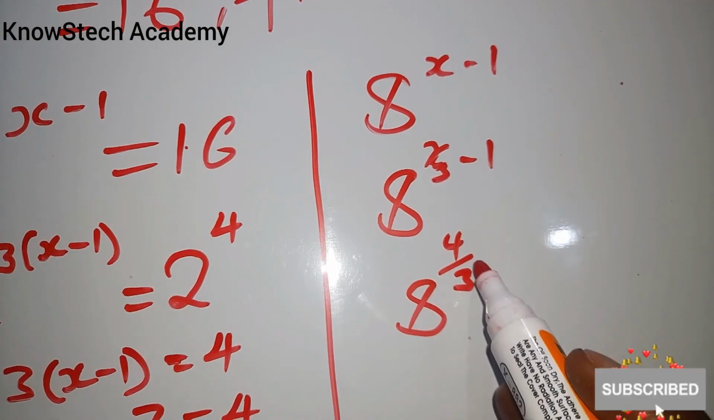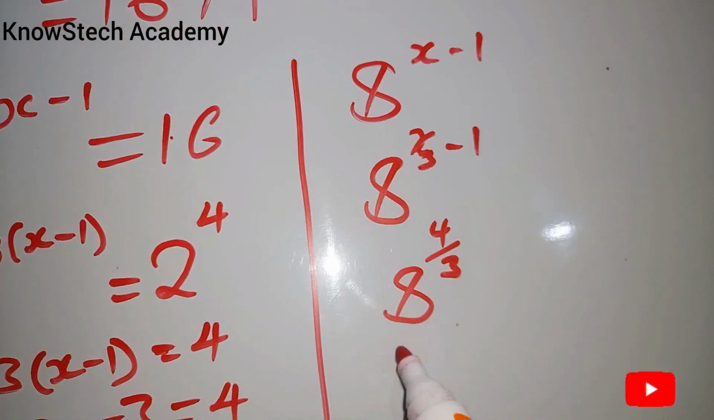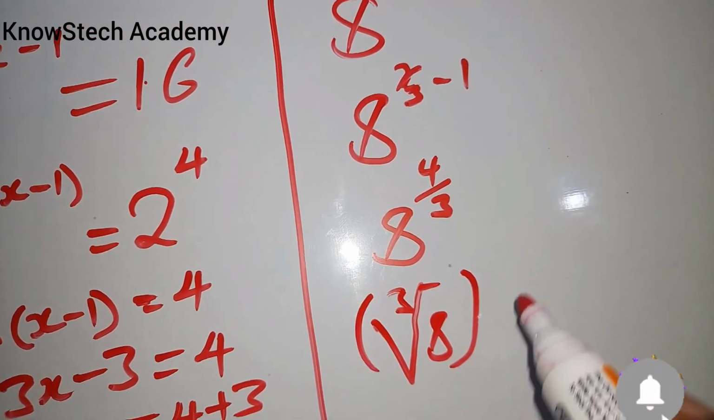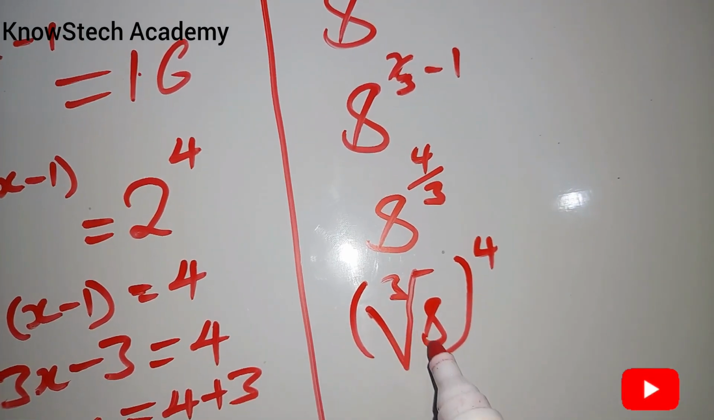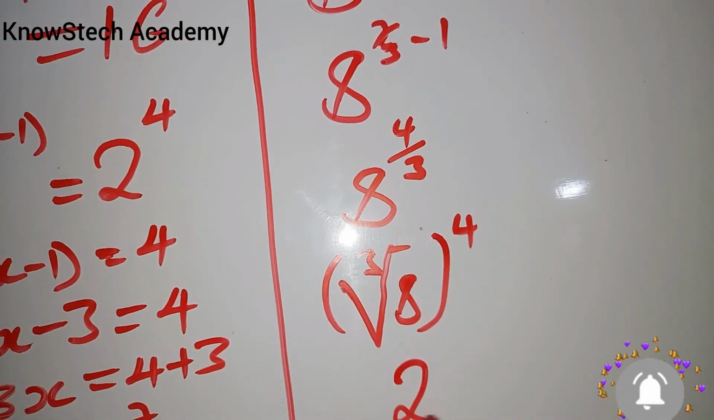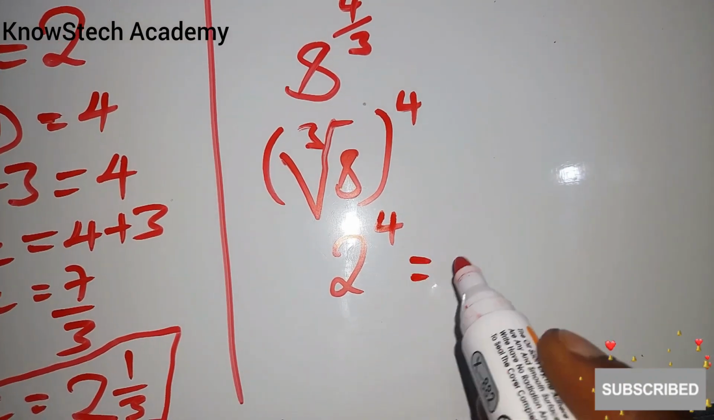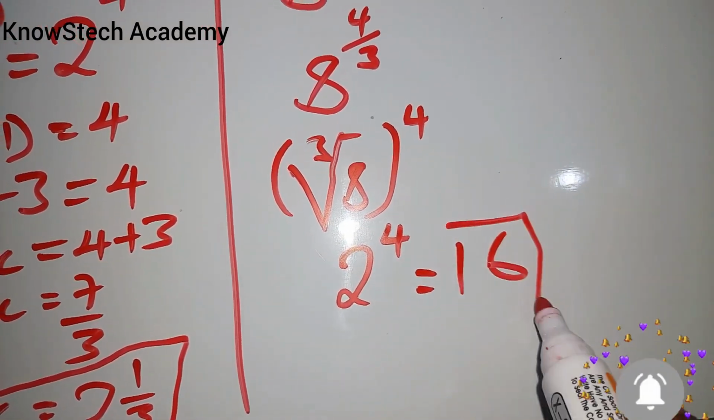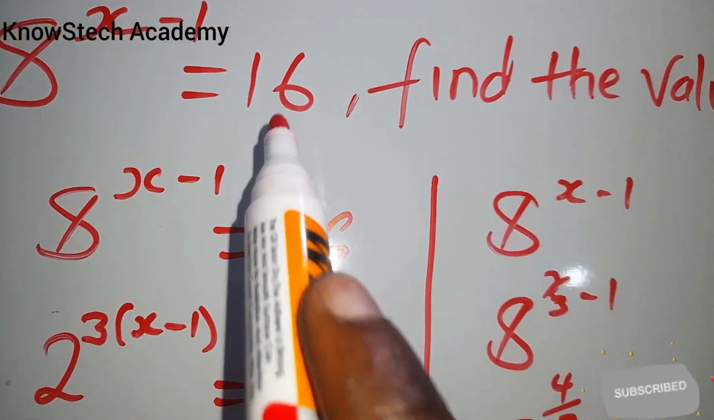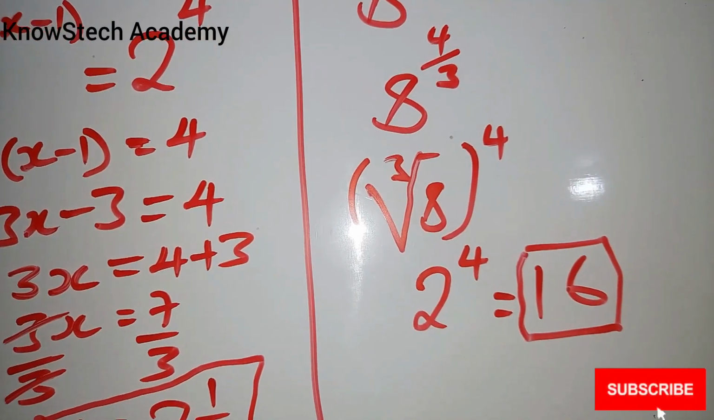So here, since this is a fractional exponent, we are going to find the cube root of 8. So it will be like this. The cube root of 8 to the power 4. A number, when you multiply itself 3 times and it should give you 8, is 2. It will be 2 to the power 4. Then 2 to the power 4 is just 16, which is this number here. Okay, so you've seen that we've proved that our answer is very correct.